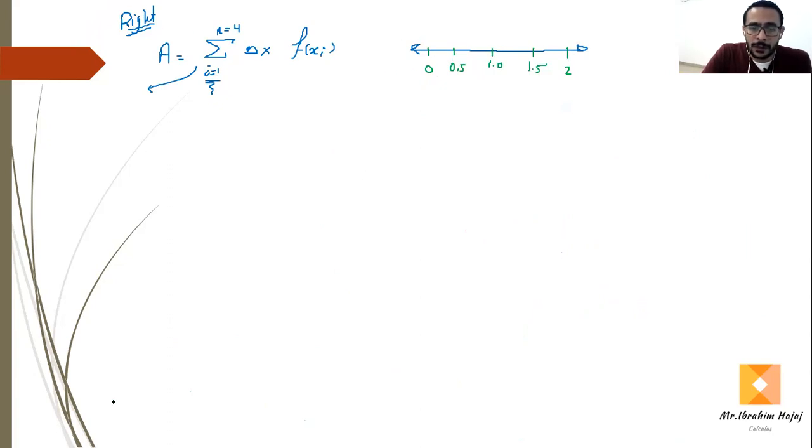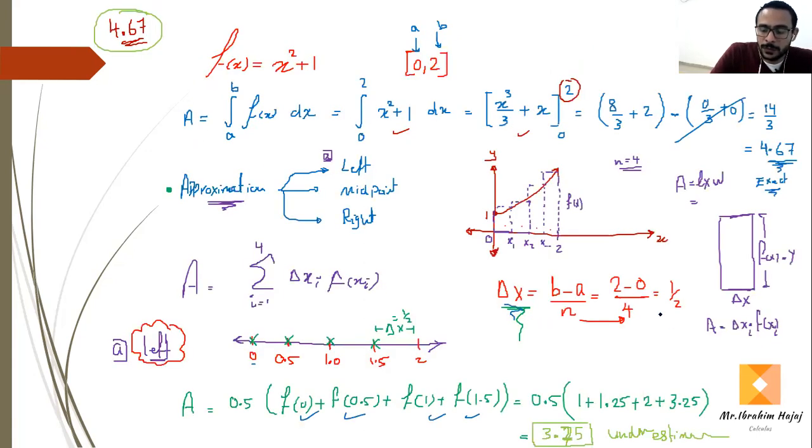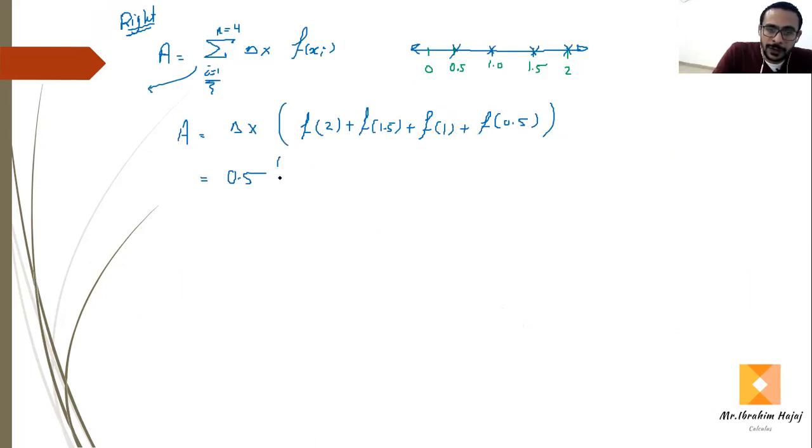But in the right rule, the difference is that you have to take the points from the right. All of them? No, not all. Take the 2, take the 1.5, take the 1 and 0.5 and skip the 0. So the approximate area here is delta x multiplied by f of 2 plus f of 1.5 plus f of 1 plus f of 0.5. Let me see, what's the answer? Delta x we know it's 0.5 from the previous page. So now 0.5 into f of 2, and the function is x squared plus 1.